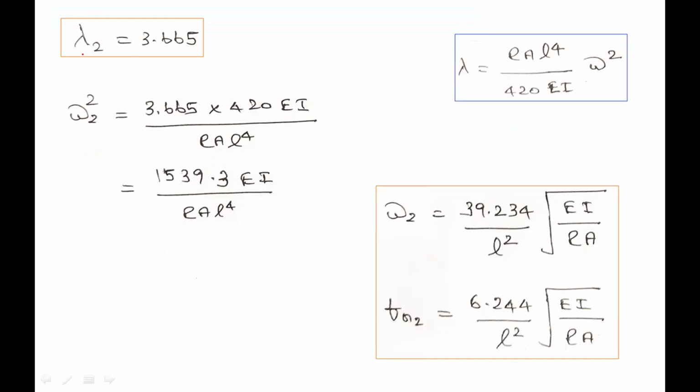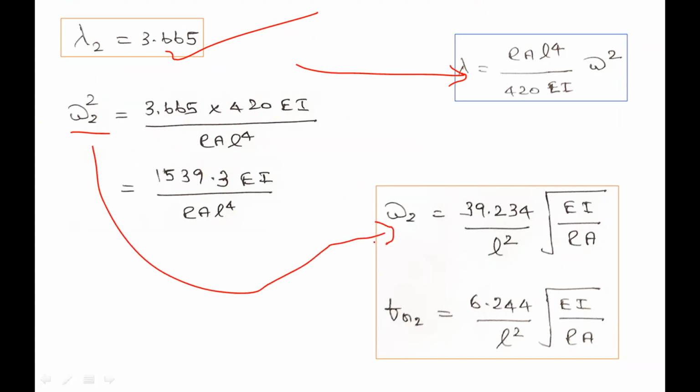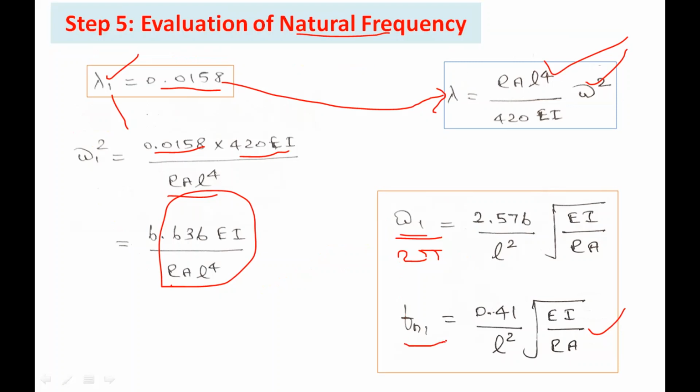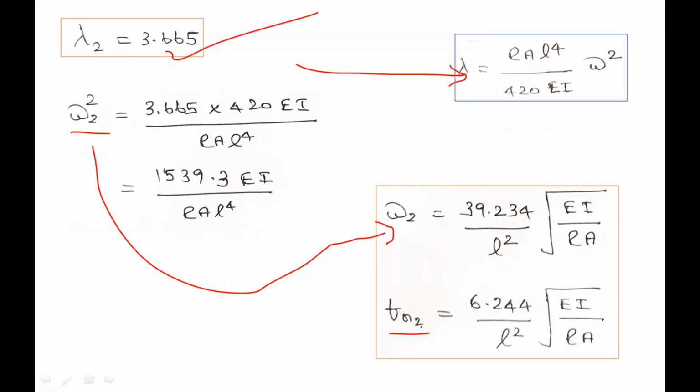Let us see. Lambda 2 is 3.665. Substitute this lambda value here. We are getting omega 2 square is equal to this much. Taking the square root of this, omega 2 is 39.234 divided by L square root of EI by rho A. And dividing by 2 pi, we get Fn2, the second natural frequency, 6.244 divided by L square multiplied with the radical term EI by rho A. These are the two natural frequencies, Fn1 and Fn2, for this given cantilever beam.